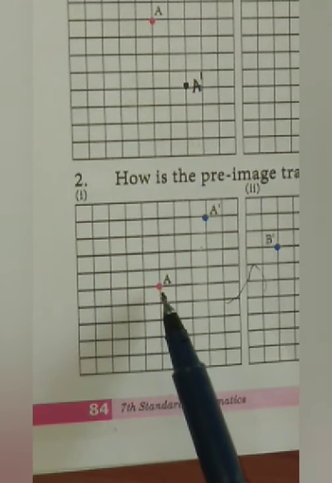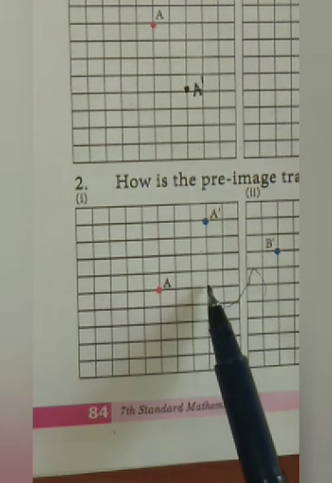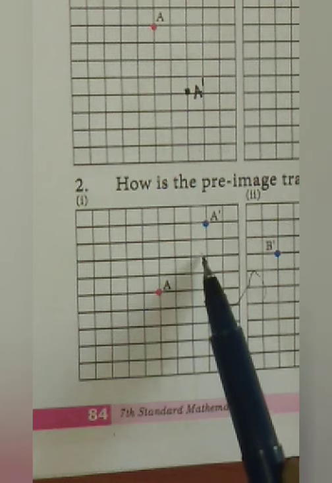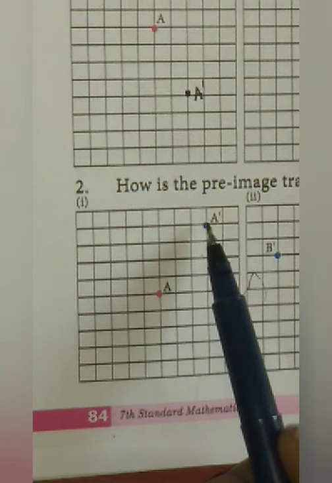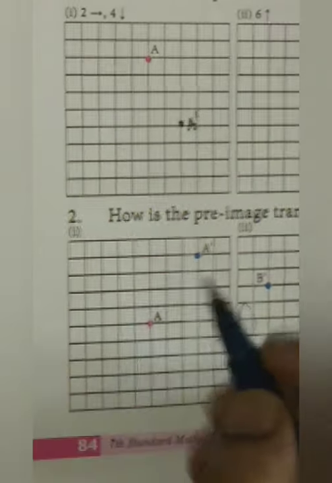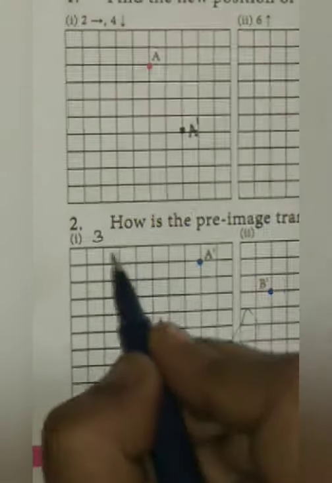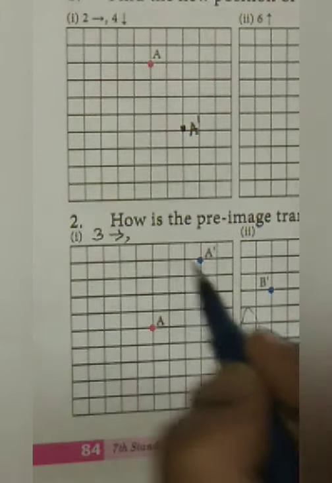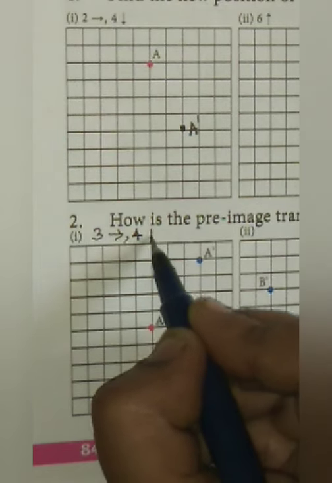Here the red dot moved 1, 2, 3. 3 units to the right and 1, 2, 3, 4. 4 units upward. So write 3 and an arrow which shows right side, then a comma, then 4 and an upward arrow.